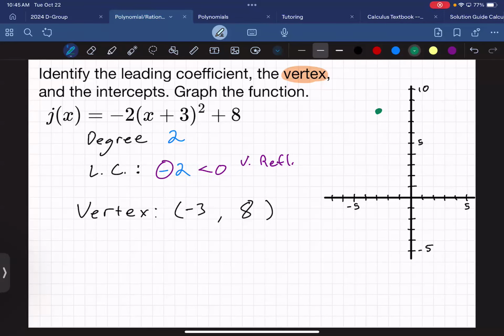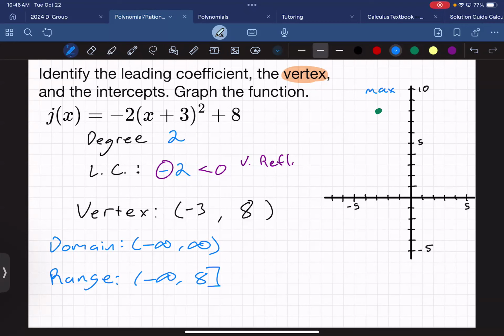Now, based on the reflection, what we talked about yesterday is we know that this is a maximum value. Our graph's going to be below that. Our domain, since it is a polynomial, is all real numbers. But our range here, given the vertex that we just found, is going to be negative infinity to the value of 8.